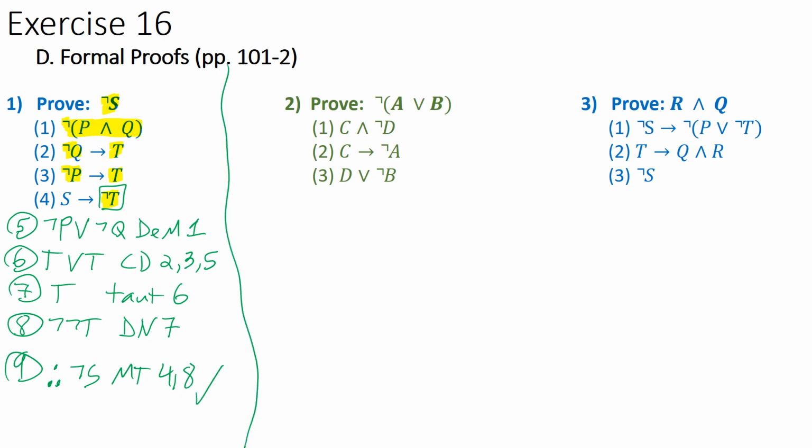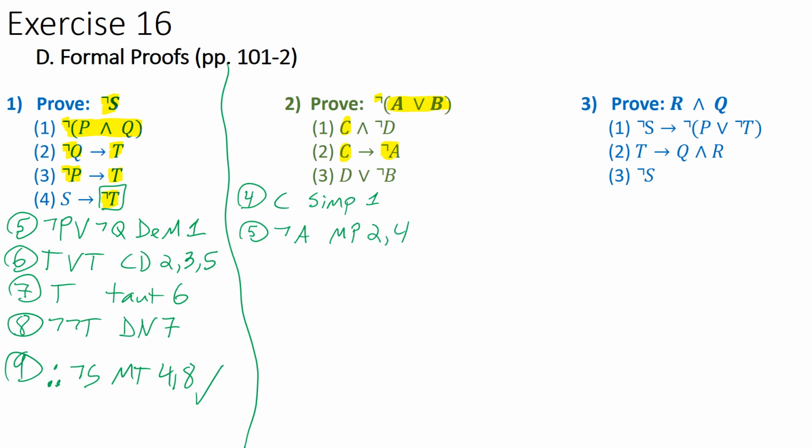Number 2, we want to prove it is not the case that A or B is the case. So not parentheses A or B, close parentheses. Line 1, which is a premise, we have a conjunction C and not D. We can get C by simplification. So for line 4, C simplification, line 1. And then C appears in the antecedent. We can affirm that to affirm the consequent. C is sufficient for not A being the case. Line 5, not A, Modus Ponens, 2 and 4.